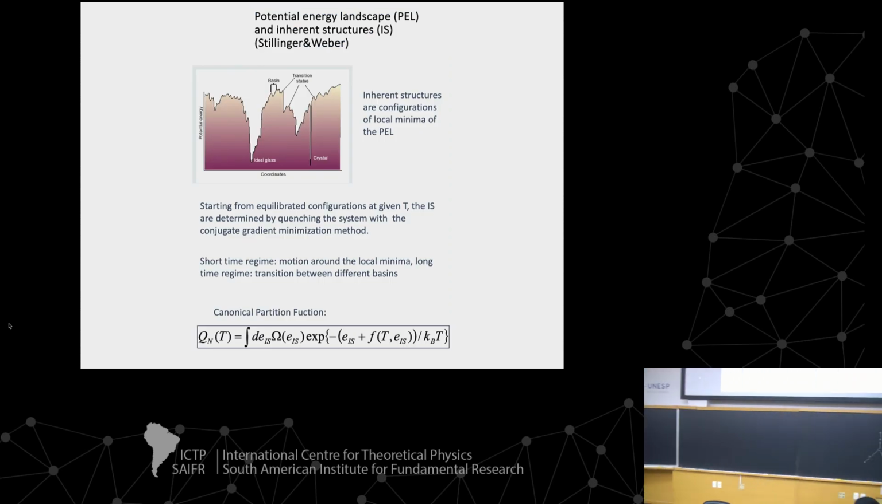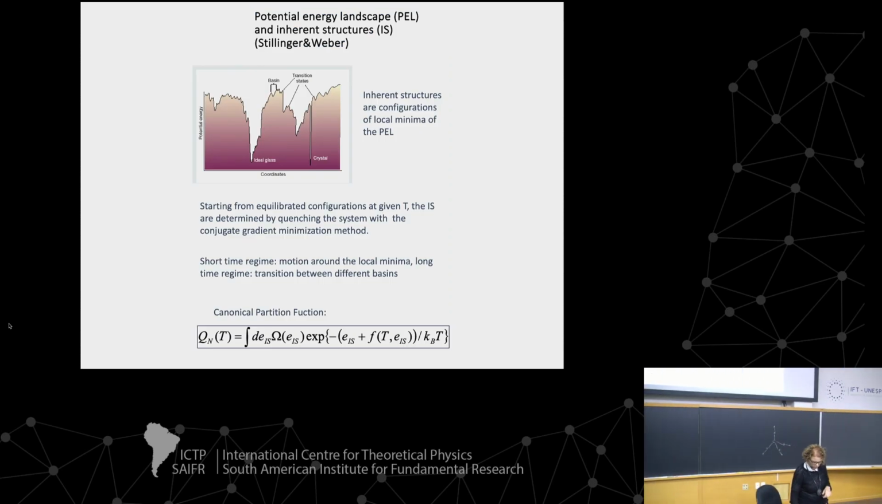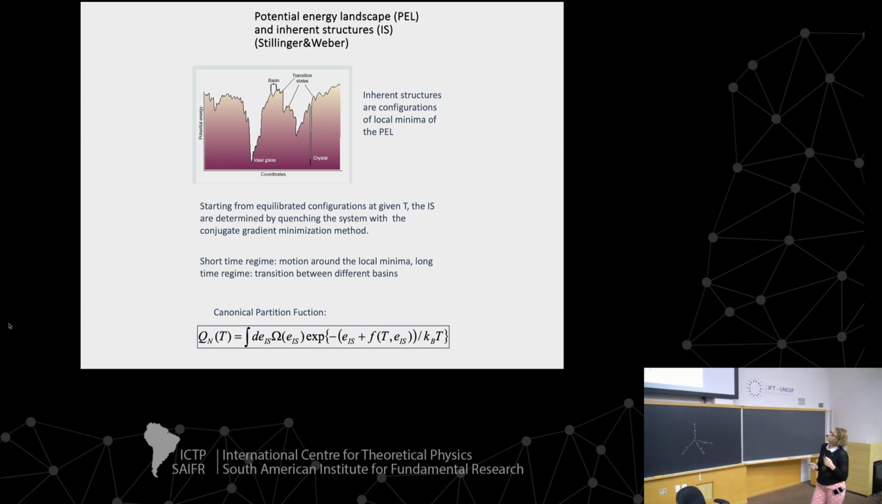Let me just tell you something more, because for water I've done a similar study, so let's look at it now in general. When you have this potential energy landscape, you can calculate what are called the inherent structures, which are configurations of local minima in the potential energy landscape. So starting from an equilibrium configuration at a given temperature, the inherent structure is determined by quenching the system with the conjugate gradient minimization method.